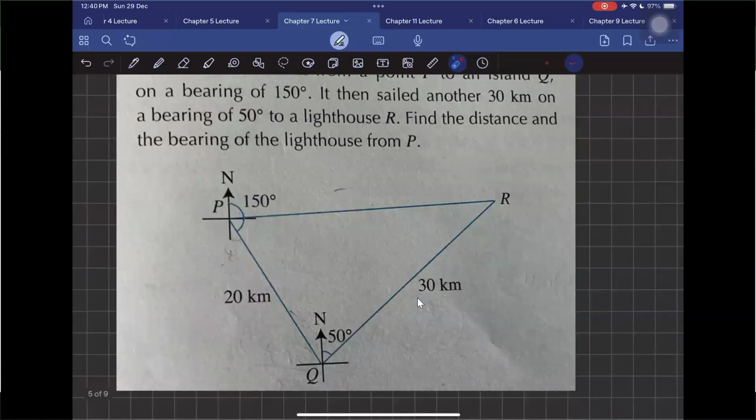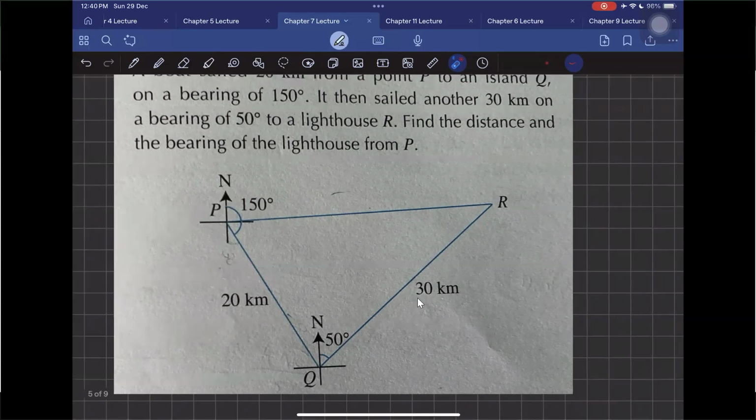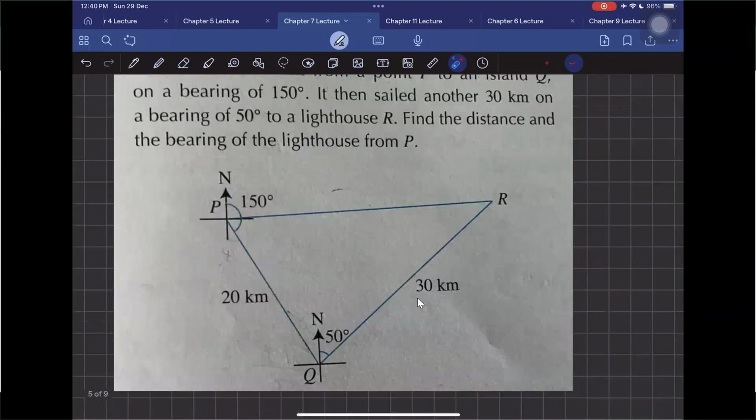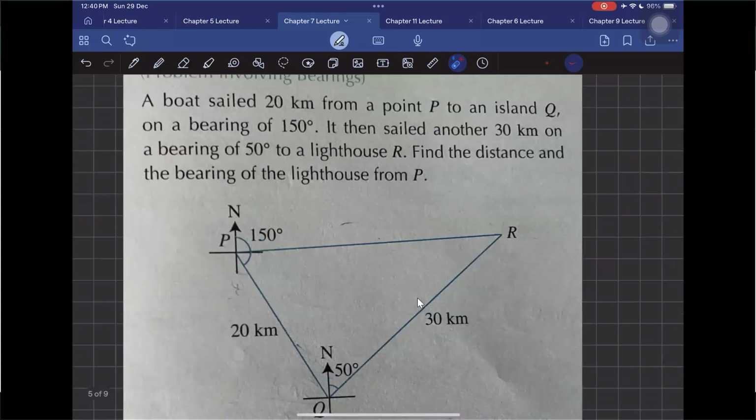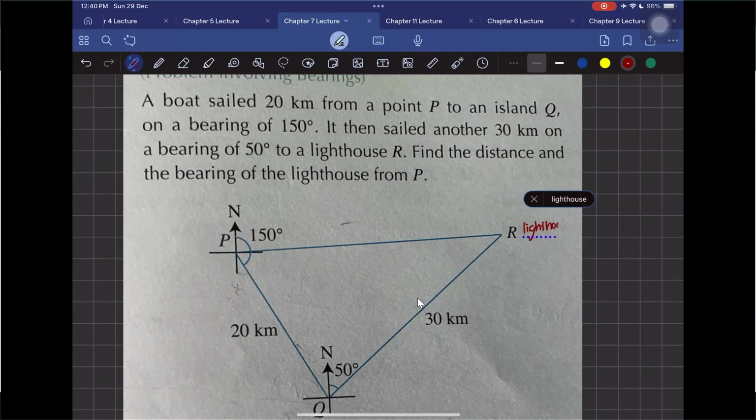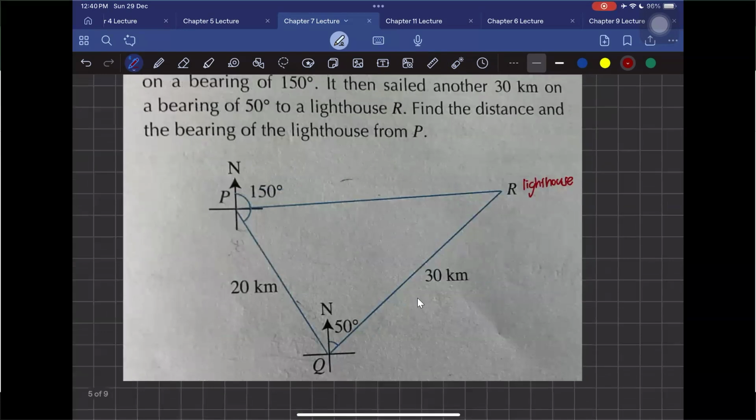Then you're told to find the distance and the bearing of the lighthouse from P. So this is the lighthouse. You're basically asked to find PR, the distance and bearings.